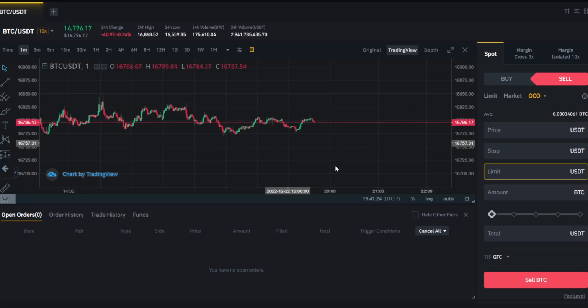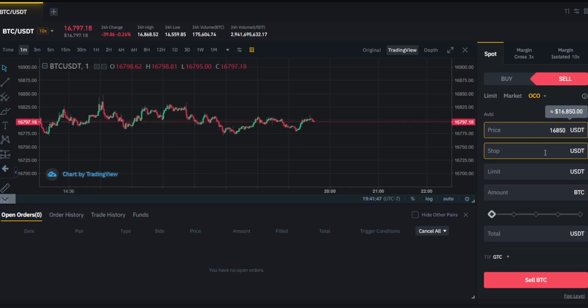So now I'm going to show you an example of how to execute it in the Binance exchange. For this example, let's say you have a long position in Bitcoin from this point, but you are not sure where the price is going to move next. In this case, you could set up an OCO order that includes a limit maker order at 16,850. This one is to take profits, and then a stop limit sell order at 16,750 for the stop price.